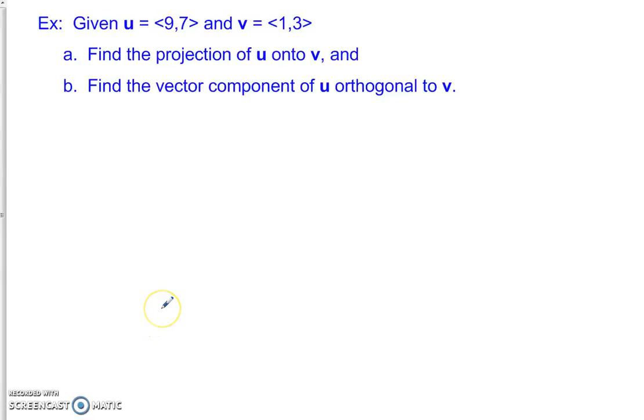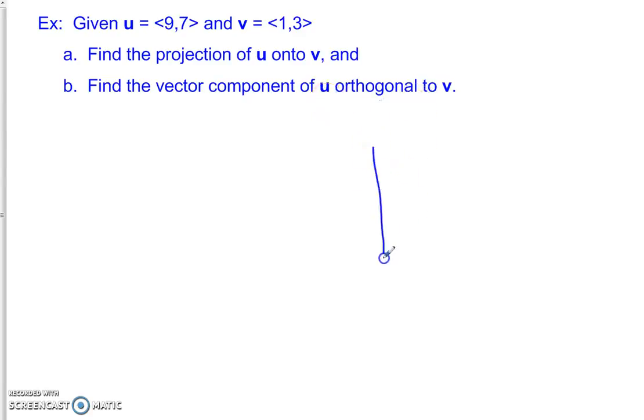Alright, we could have done this example on the previous lesson, but I thought we'd start with it just to make sure you're on the right page. Given these two vectors, we want to find the projection of u onto v and then find the vector component of u orthogonal to v.